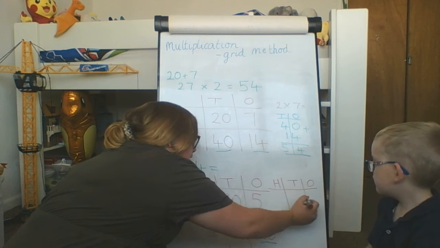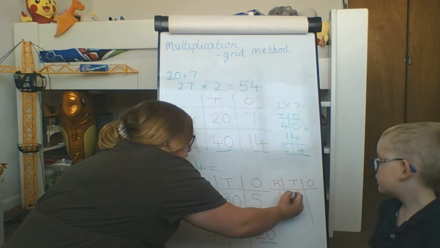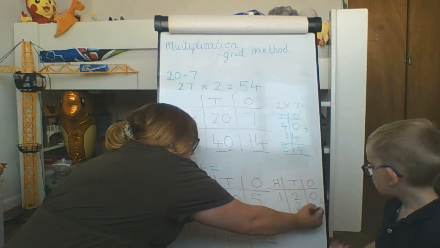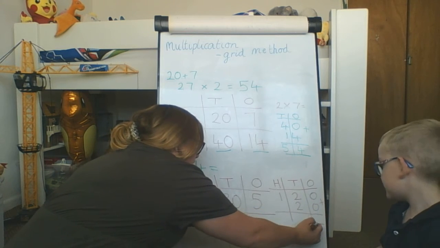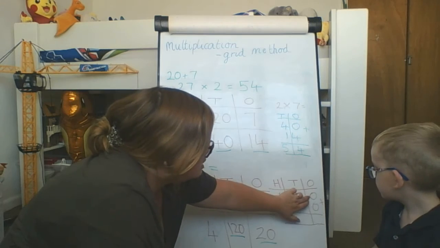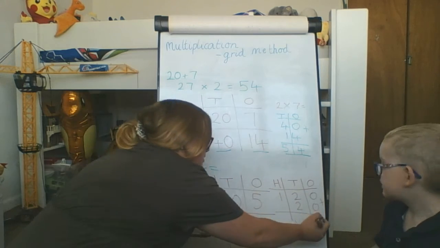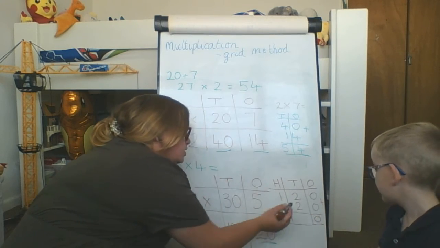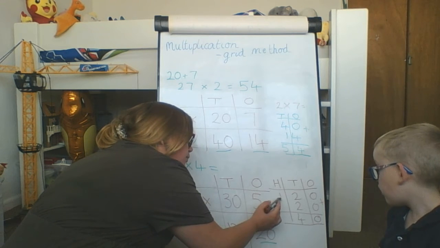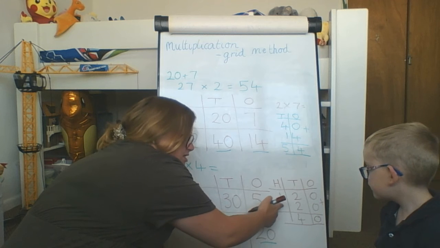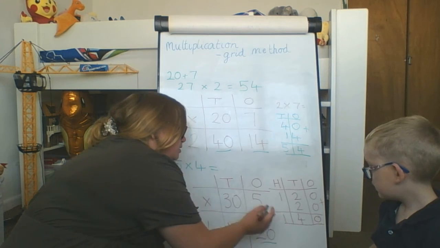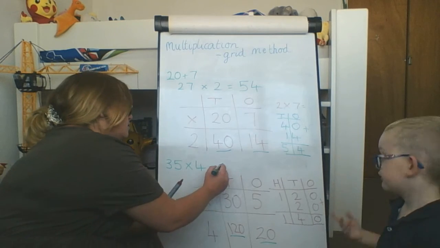So hang on. So we've got 120 add 20, which equals 140. Right. Then we have 0 add 0, which equals 0. 2 tens add 2 tens equals 4 tens. And then 100 add, there's nothing there, is there? So 100 add nothing is 100. So our answer is 140.